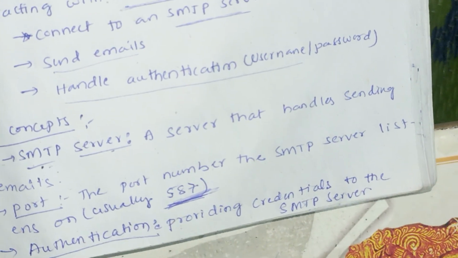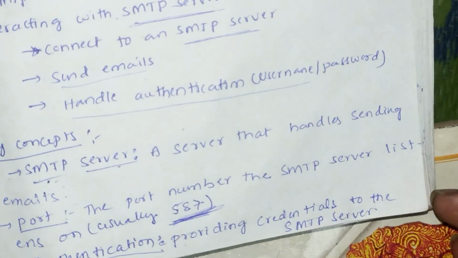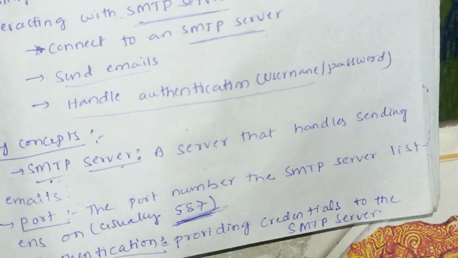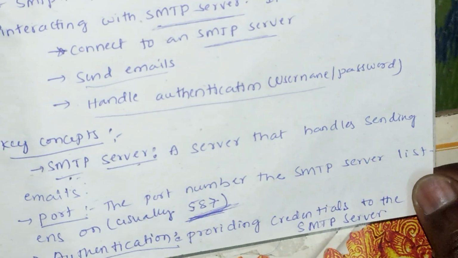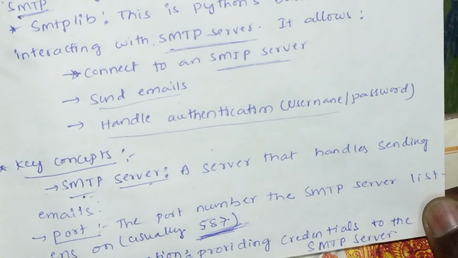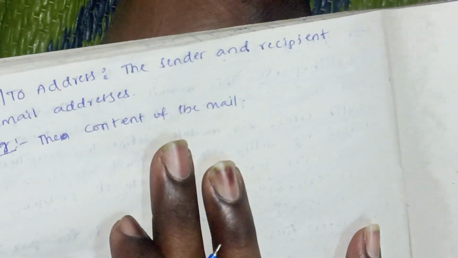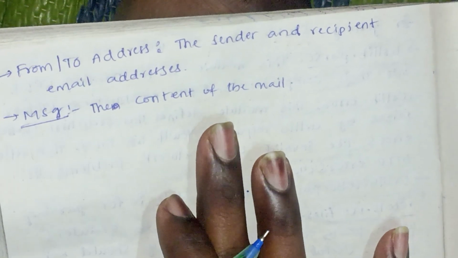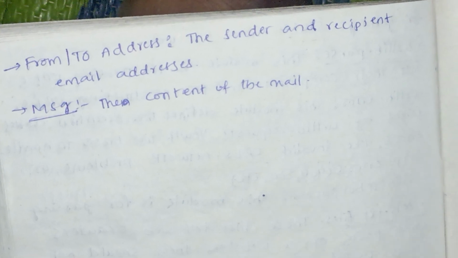Next, authentication, providing credentials to the SMTP server. We provide a username and password, and according to that, they verify whether it is the correct user or not. If the username or password is wrong, we are not allowed into that particular email. Generally we send mails to friends or family members, and all of those come under SMTP.